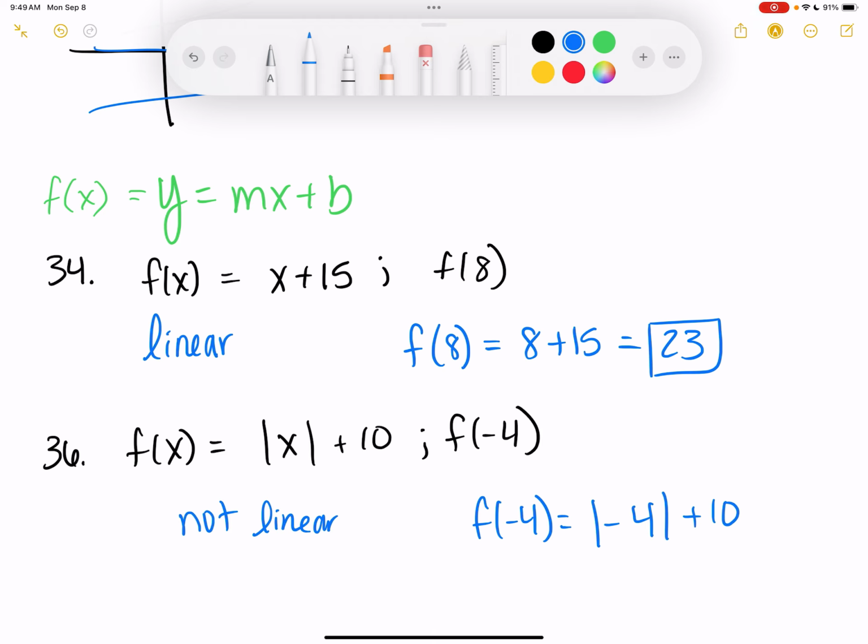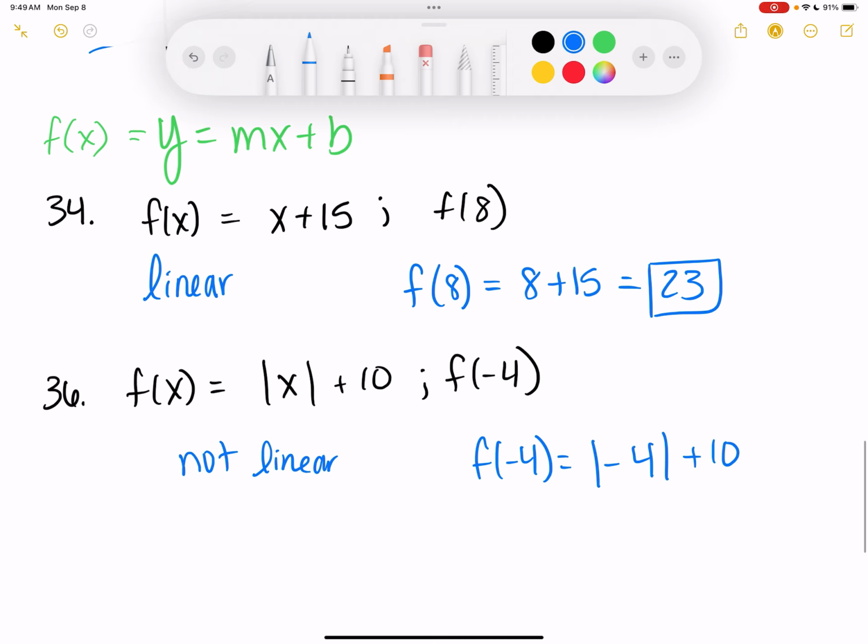All right, what's the absolute value of negative 4? Absolute value of negative 4 is 4. 4 plus 10 is 14. Which is not linear.